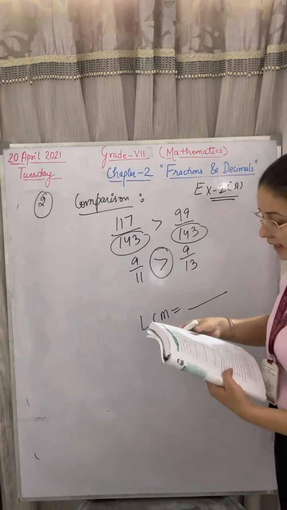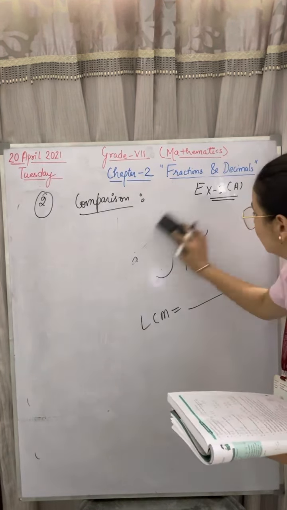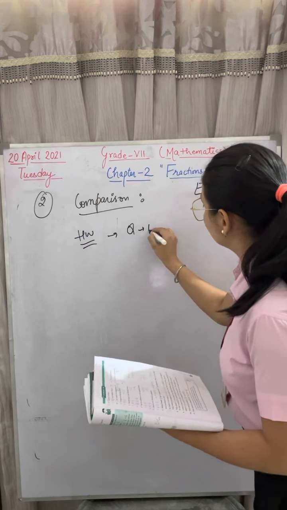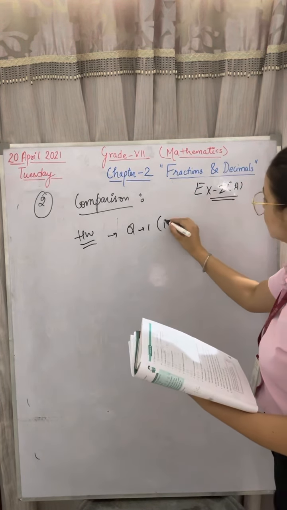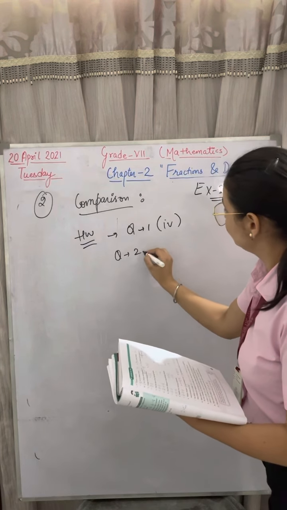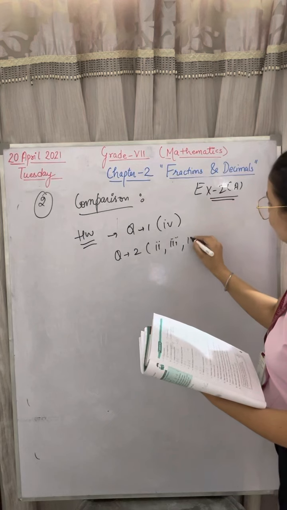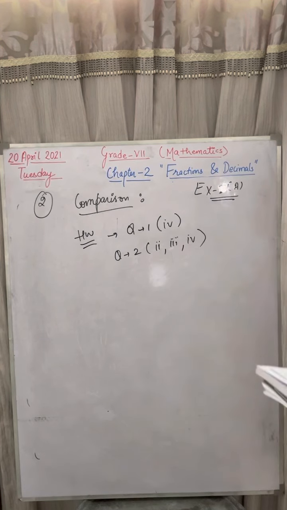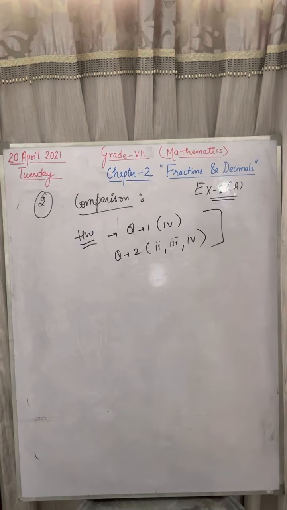Okay, now today I am giving you only these two questions for the homework. Please mark these two questions in your book. Homework questions are question number 1, that is part 4th, okay, and question number 2, that is part 2nd, 3rd and 4th. These parts I am giving you for the homework. Quickly mark these parts into your book.